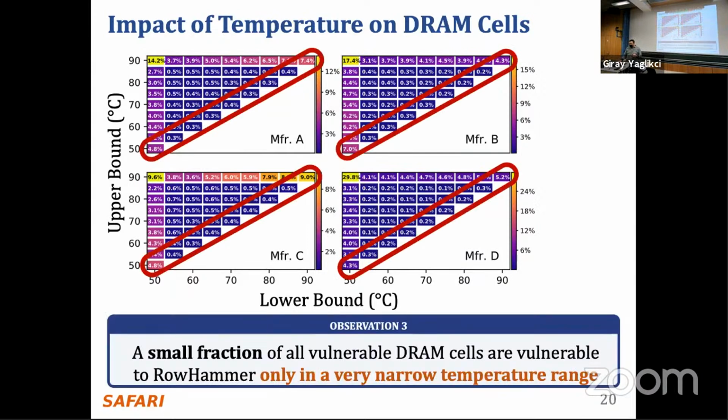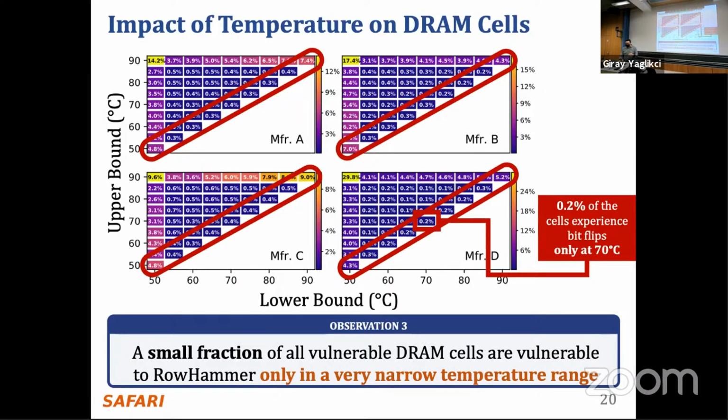And the second observation is that we also see a small fraction of cells that are vulnerable to RowHammer at one particular temperature. So here, if you look at this annotated place, there are about 0.2% of the cells that experience bit flips only at 70 degrees Celsius, but they do not experience bit flips at higher or lower temperatures.